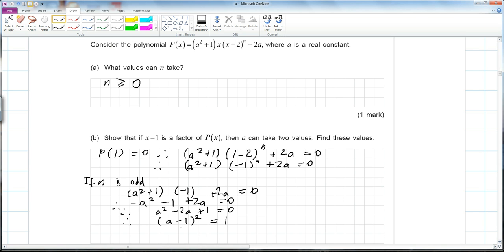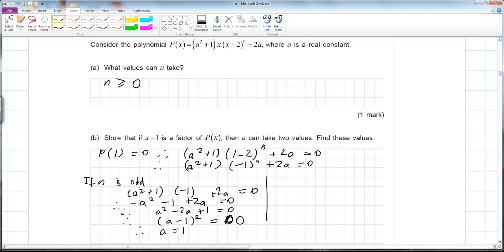Factorising that, a minus 1 squared is equal to 0, I should say. And then finally, a must equal 1.